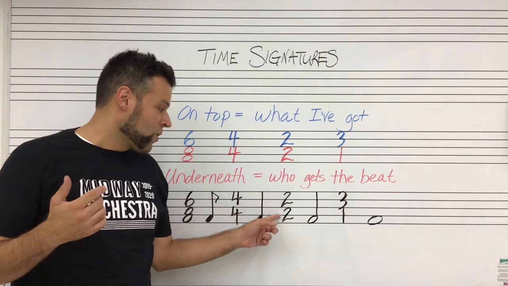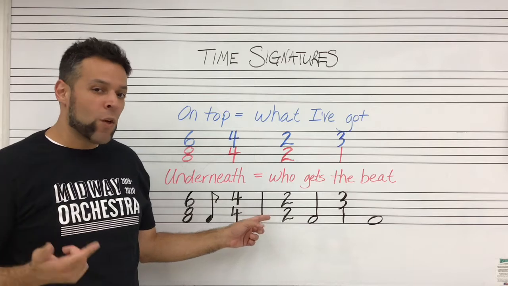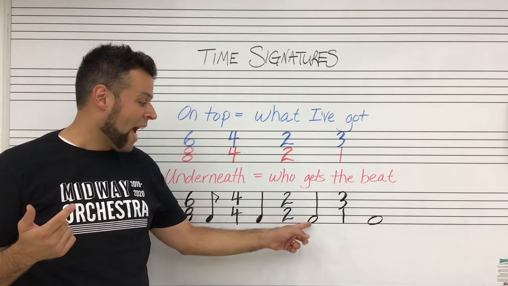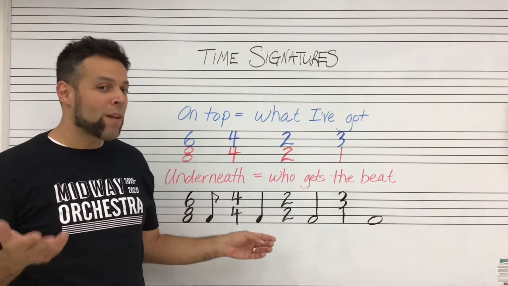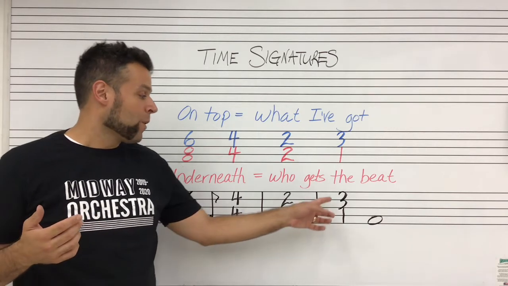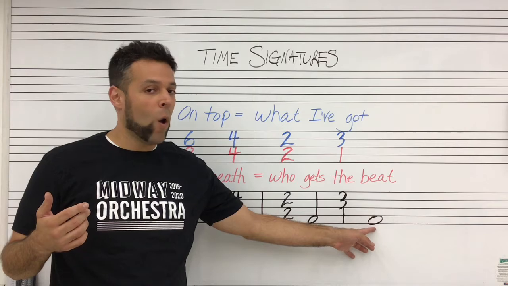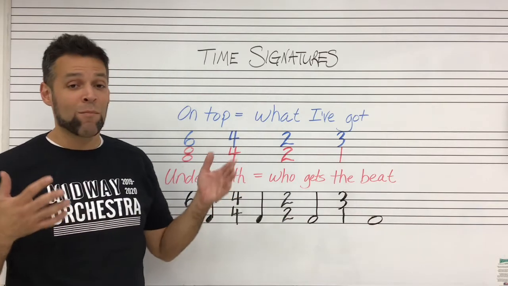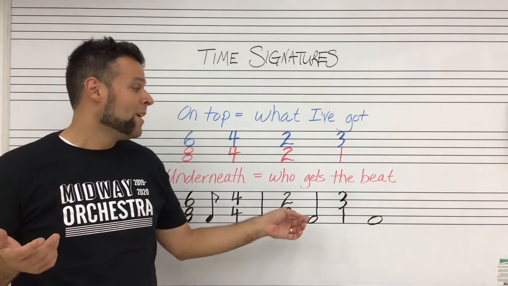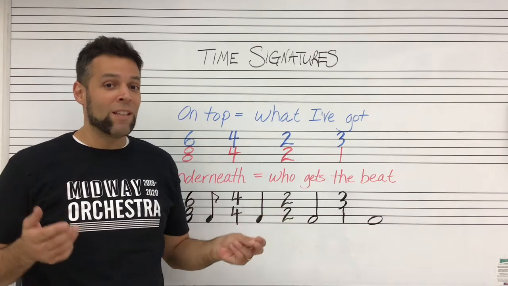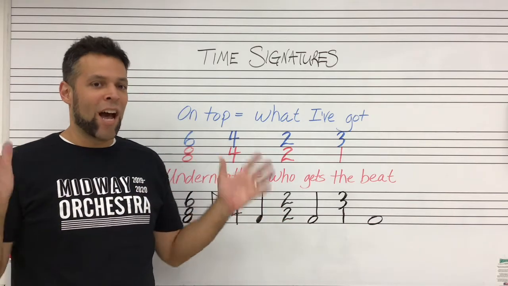If we're in 2/2, then that 2 on the bottom is going to represent a half note. That means the half note actually gets the beat. And if we're in 3/1, that 1 represents the big old goose egg whole note. That means that we're actually counting by whole notes in a measure. So what does this all look like in actual time signatures?